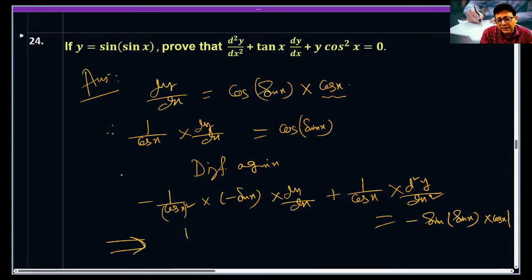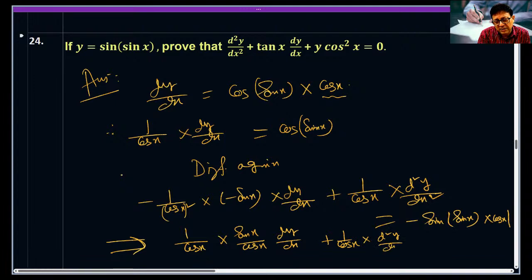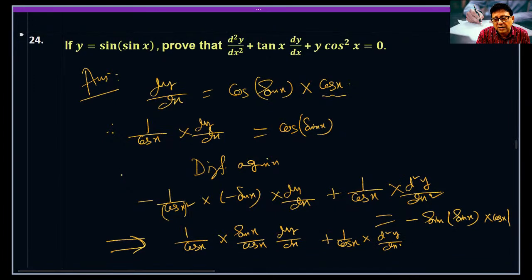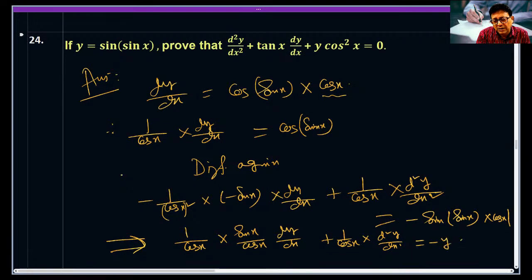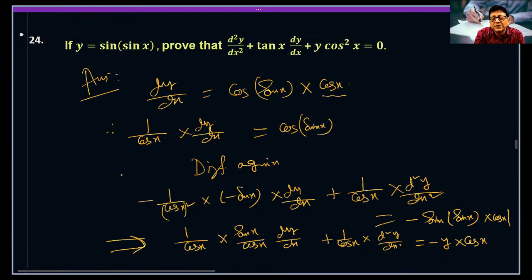You write it this way: 1 by cos x, sin x by cos x, dy by dx, plus... Clear? Answer not reached yet. But there is no difference between this step and the answer, because you just multiply both sides by cos x, you will get this thing.